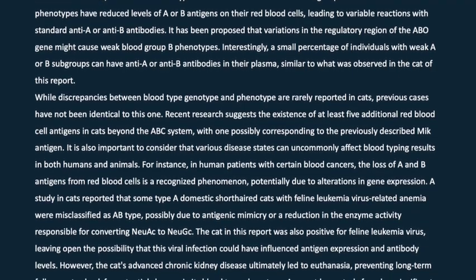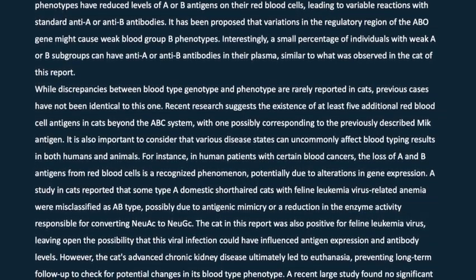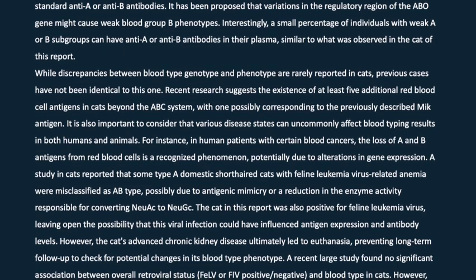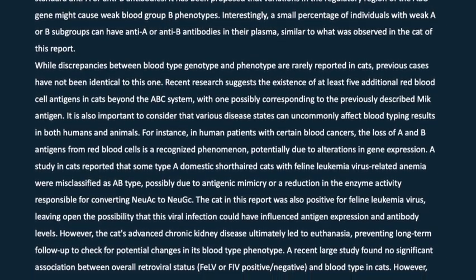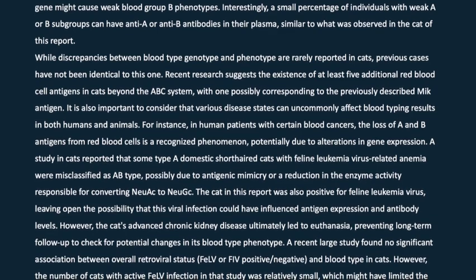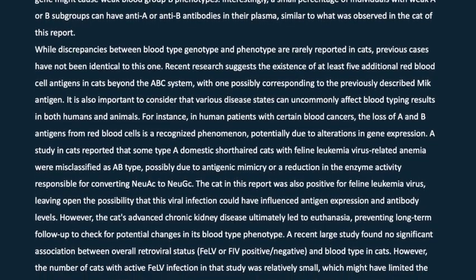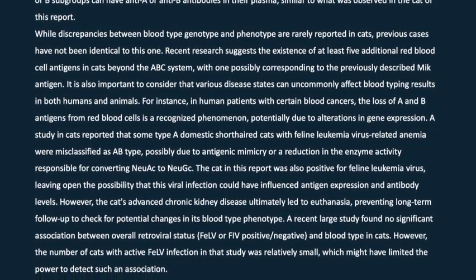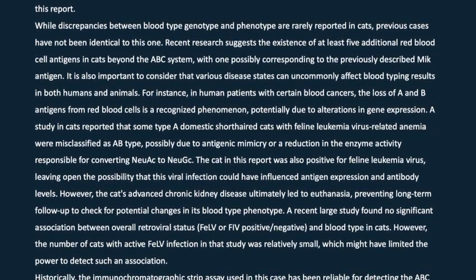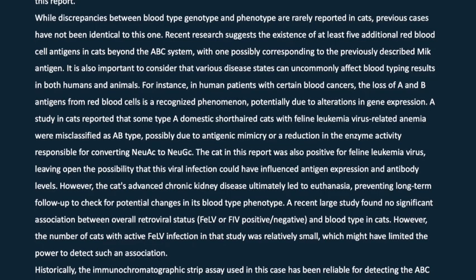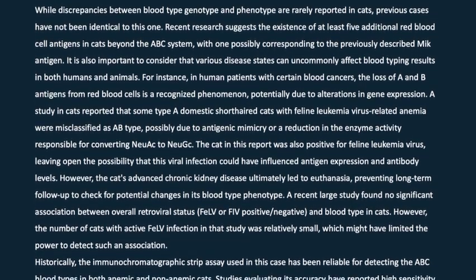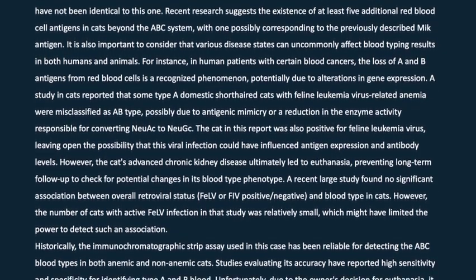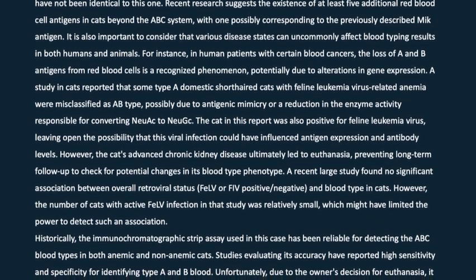It is also important to consider that various disease states can uncommonly affect blood typing results in both humans and animals. For instance, in human patients with certain blood cancers, the loss of A and B antigens from red blood cells is a recognized phenomenon, potentially due to alterations in gene expression. A study in cats reported that some domestic short-haired cats with feline leukemia virus-related anemia were misclassified as AB type, possibly due to antigenic mimicry or a reduction in the enzyme activity responsible for converting new AC to new GC. The cat in this report was also positive for feline leukemia virus, leaving open the possibility that this viral infection could have influenced antigen expression and antibody levels.